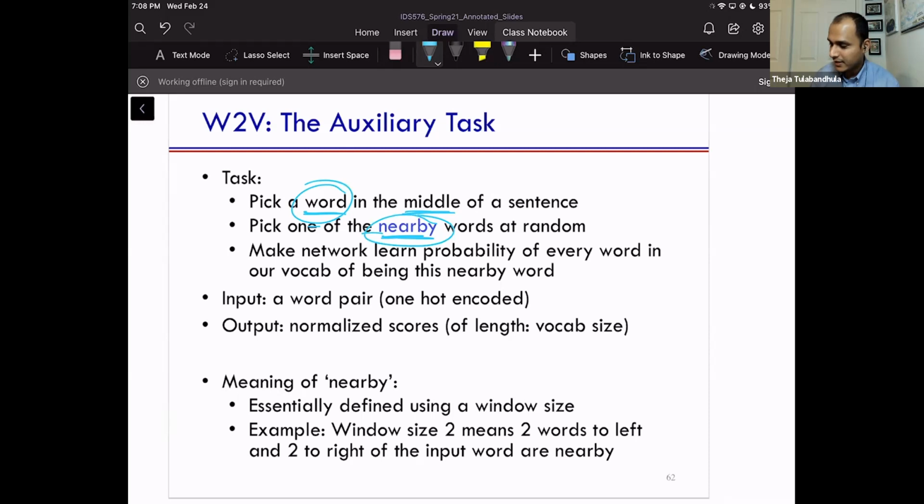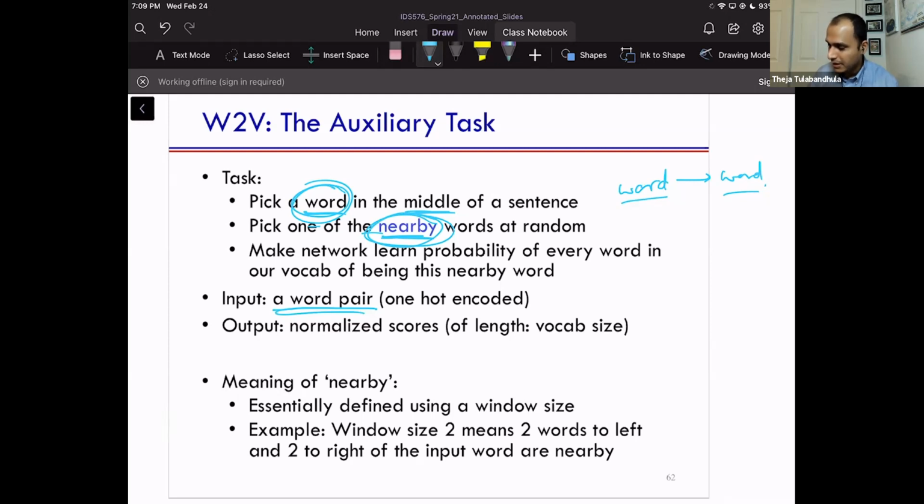So that's as simple as that. The word is the input, and the word is the output. That's what you want from the classifier, and so your training data would be word pairs. For this word, predict that word, and for some other word, predict some other word. But how do you get this training data? If you have sentences in, let's say, a corpus of text data, pick a word and pick a nearby word, and that's your training example. That's it.